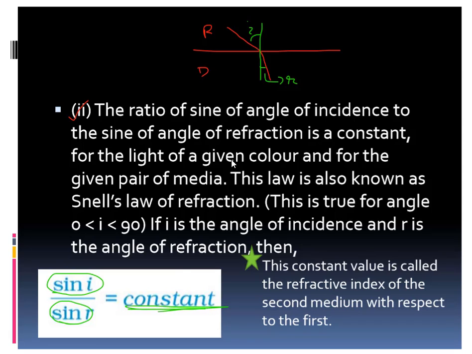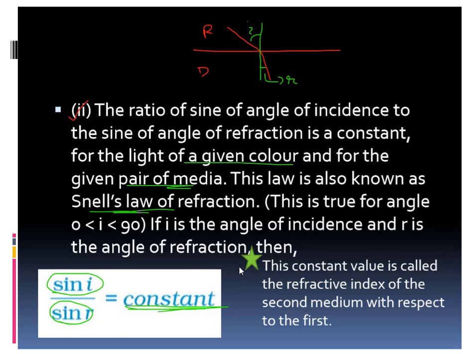Okay, now this holds good for any given color of light, and for a given pair of medium. This law is known as Snell's law of refraction. The name you should remember. This law is also known as Snell's law. This is true for angle 0 to 90 degrees. So this law holds good if this angle is more than 0 degree and less than 90 degree. If I is the angle of incident and R is the angle of refraction, then sin I by sin R equals constant.